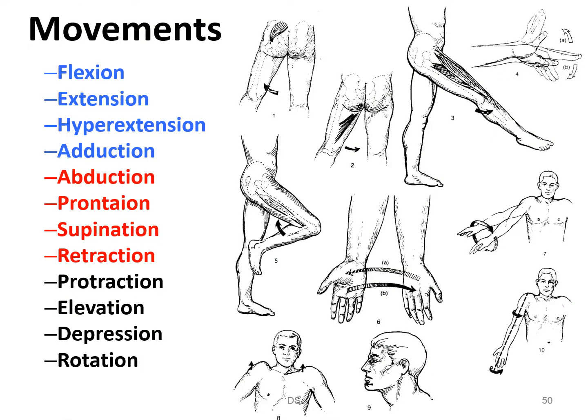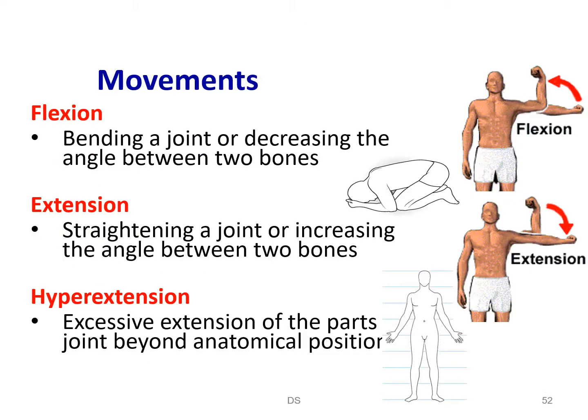The last one is describing movement within our body, like angular movement, rotatory movement, and so on. Let us see one by one. Flexion: when we decrease the angle between two bones, if this is one bone and this is another bone, this is the angle. If we decrease the angle between two bones, that movement is flexion. Extension: if we increase the angle, that movement is extension.